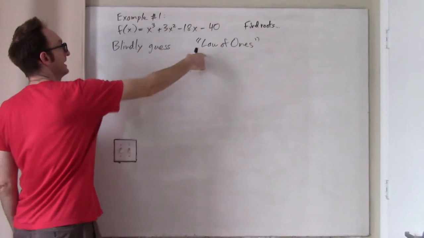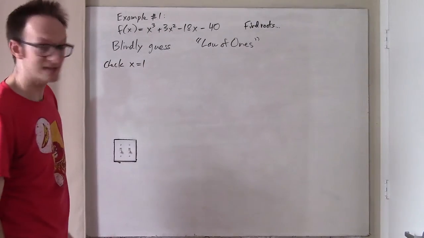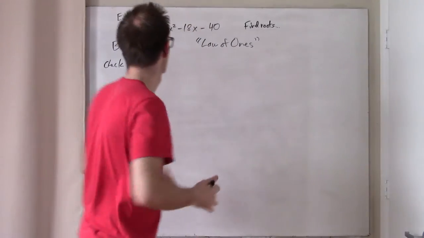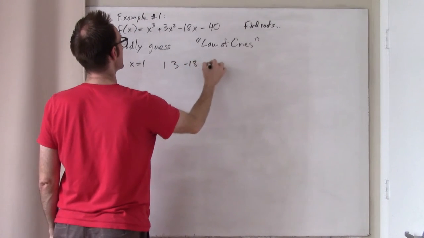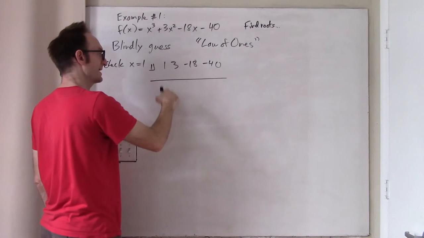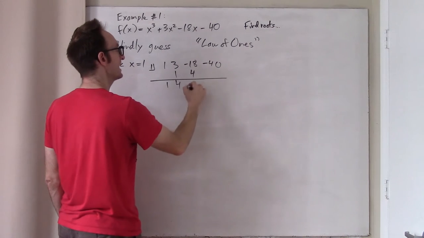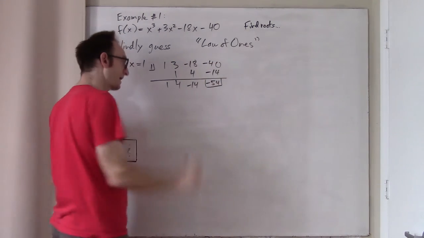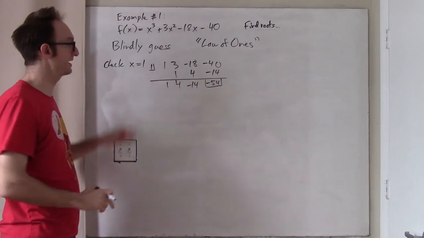Okay, what does it mean to blindly guess? Well, we're going to check using the law of ones. We're going to check to see if x equals 1 is a root. That sounds kind of tedious, but in fact, synthetic division is so fast that you can check in like 10 seconds. How do you do it? You write the coefficients, 1, 3, negative 18, negative 40. Over here you put a 1, and then you do it really fast. Ready? 1, you multiply, you get 1, you add, you get 4, you multiply, you get 4, you add, negative 14, you multiply, negative 14, and you add, negative 54. Okay, it did not go in evenly. But therefore 1 is not a root.